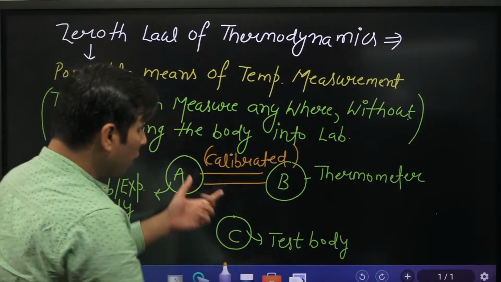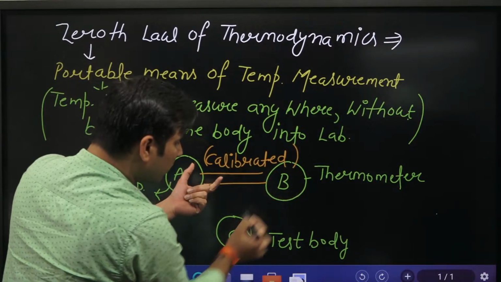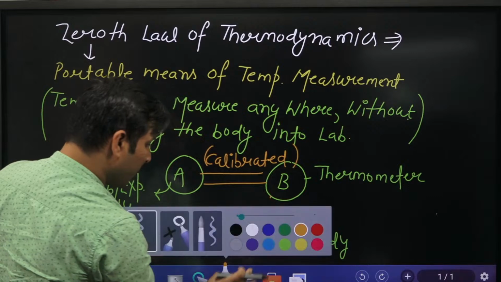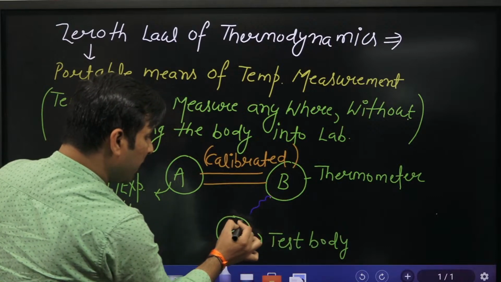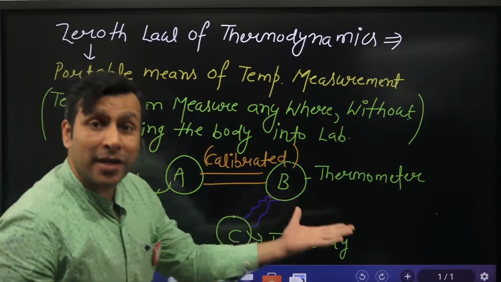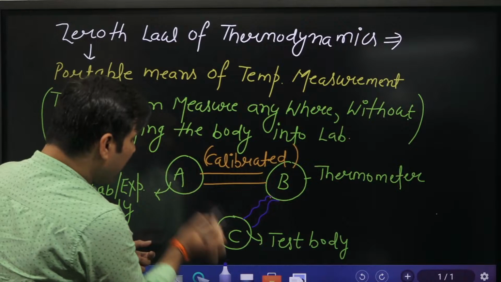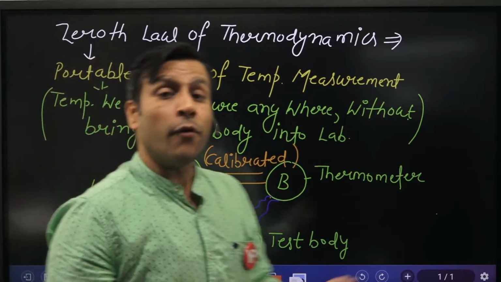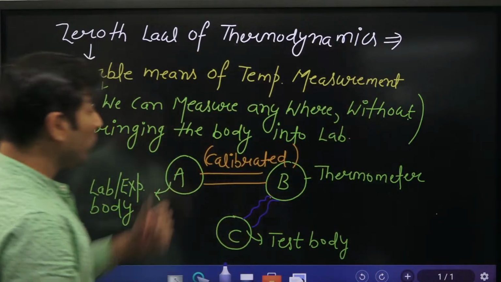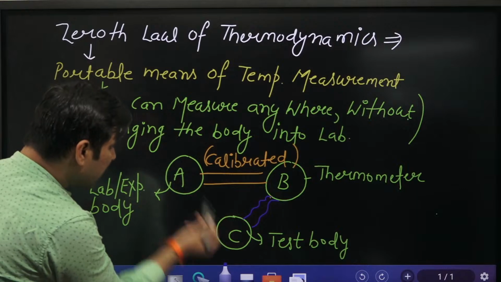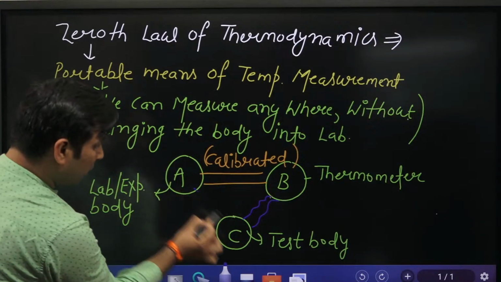Now if we bring C close to A and B separately, we can say that B and A, and B and C, are in thermal equilibrium. Without bringing C close to A, we can say C is in thermal equilibrium with B. That we can say.